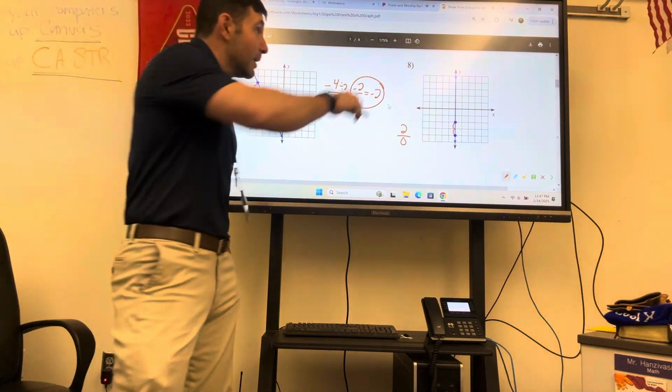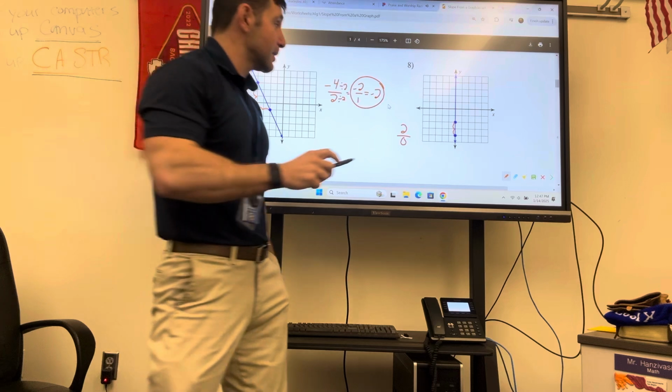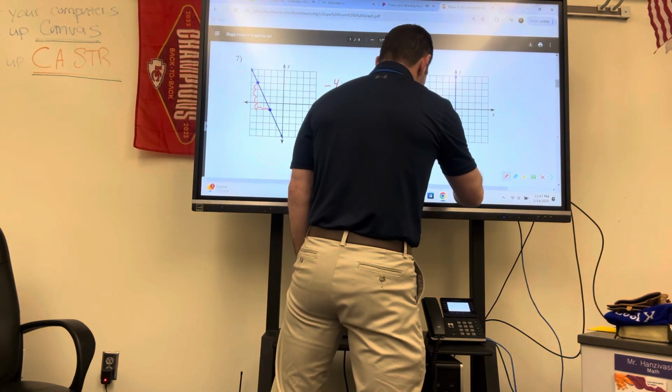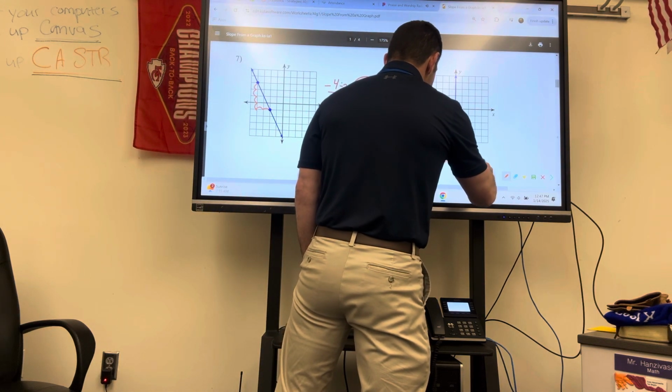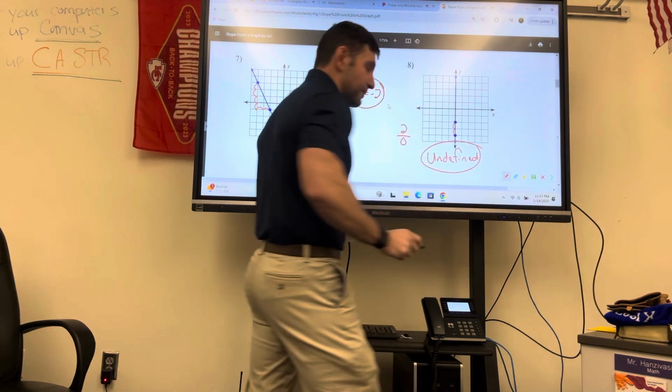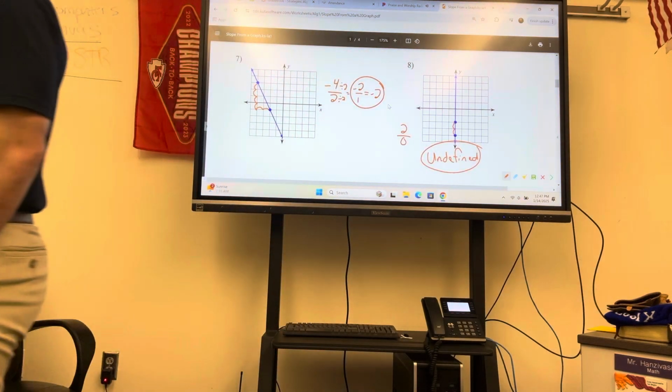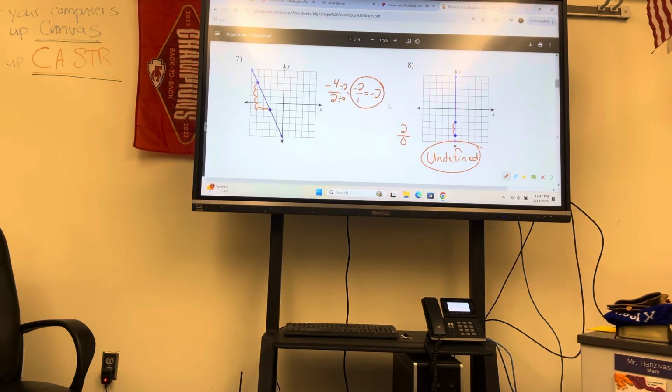That is why, when it is a vertical line, the only answer is undefined. That means there is no mathematical answer for dividing by 0. So it is undefined. When it is horizontal, it's 0. When the denominator is 0, it is undefined. If you left me 2 divided by 0, that is not correct. That is not the answer. Everybody with me?